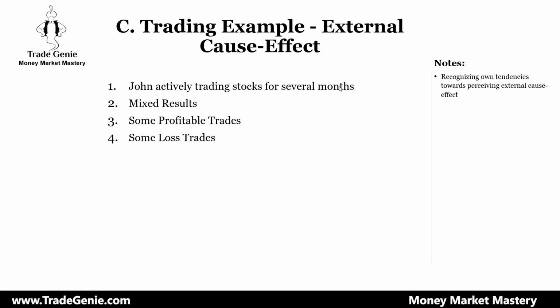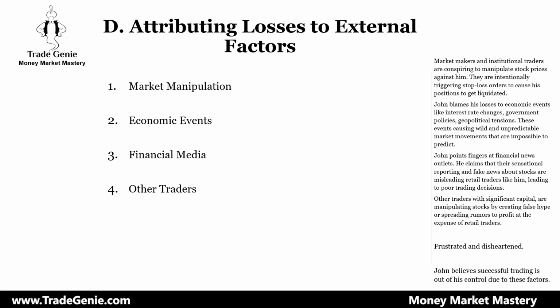John has been actively trading stocks for several months. He's trading Tesla, Meta, Apple, Nvidia, AMD, and all that, with some mixed results. Some profitable trades and some losing trades. So it's fine. Now he incurs some losses. Because he believes in external factors, he believes in market manipulation. He believes in some economic events happening. So he blames some economic event. If he's a Republican, he's blaming Democrats. If he's a Democrat, he's blaming Republicans.